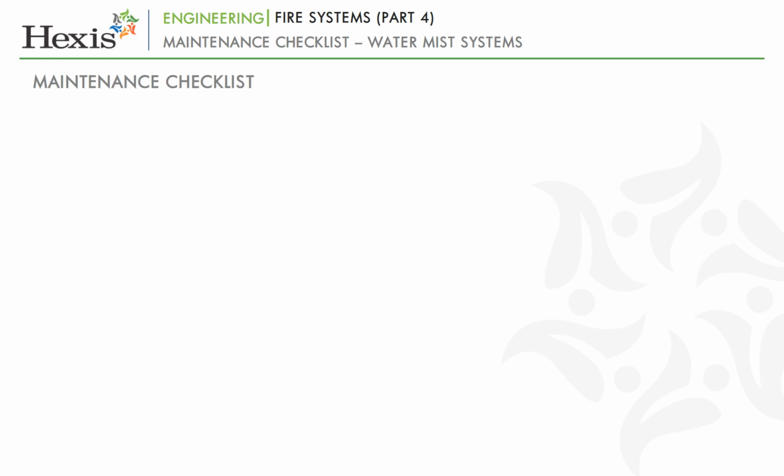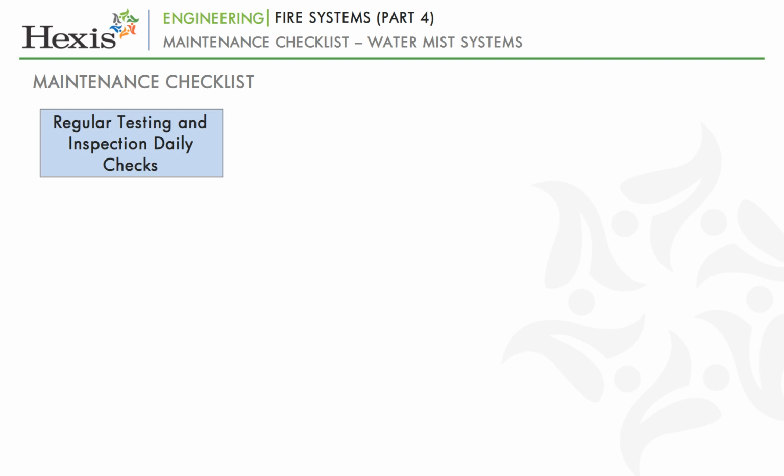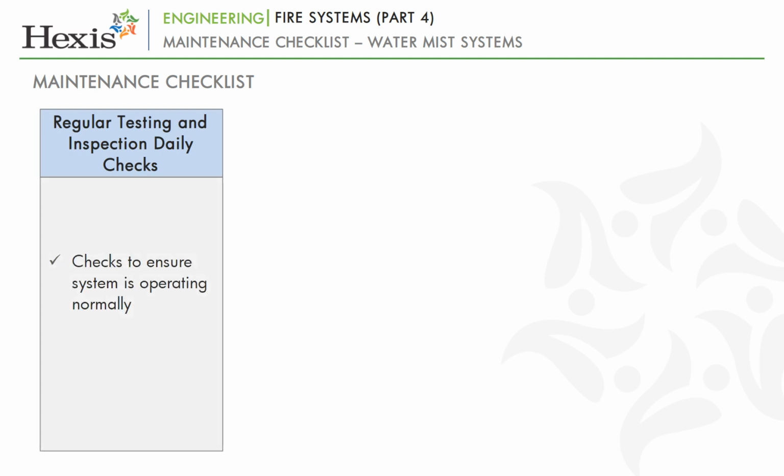Now let's see what the maintenance checklists are. Regular testing and inspection, daily checks. Checks to ensure system is operating normally. Rectify and record any faults found.